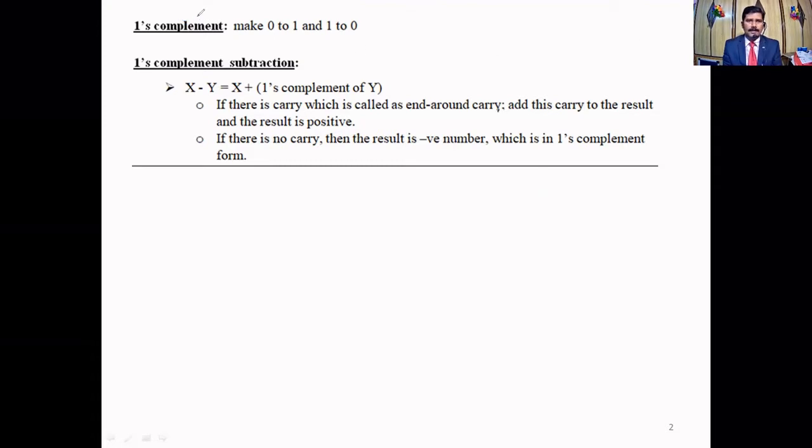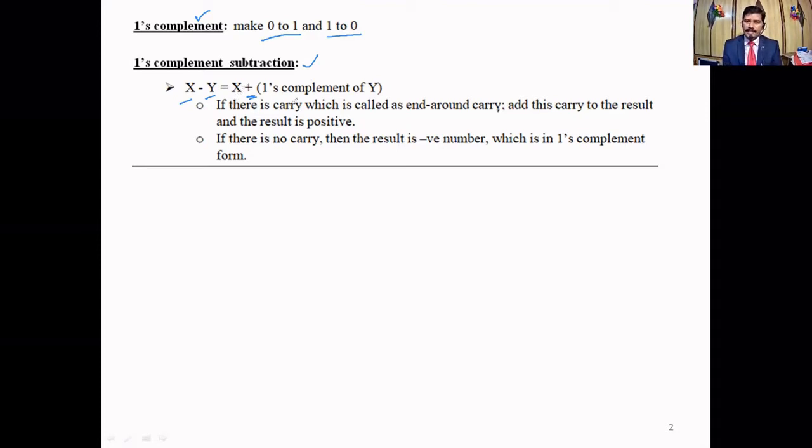Ones complement means make 0 to 1 and 1 to 0. That's all. Let us see how, using ones complement, we can subtract two binary numbers. Let us say x is one binary number and y is one more binary number. With additions only we can do it using complement. So first find the ones complement of y and then add it to x. That's all.